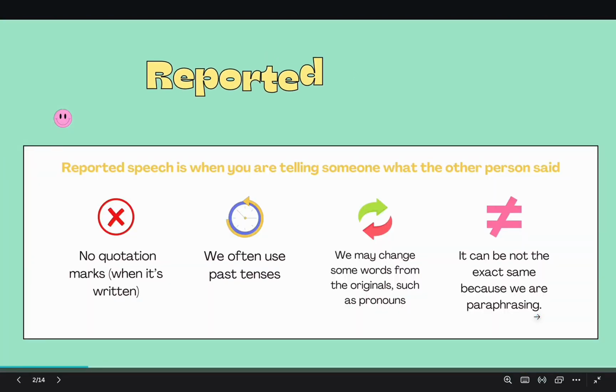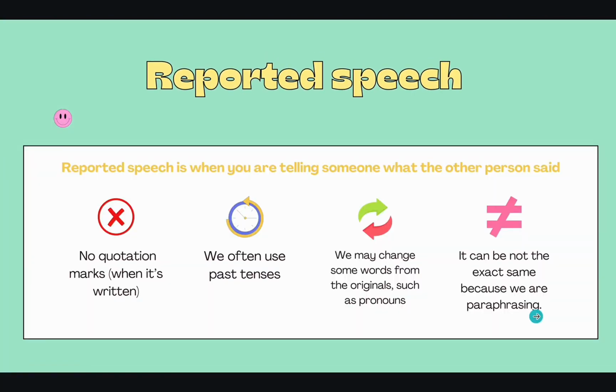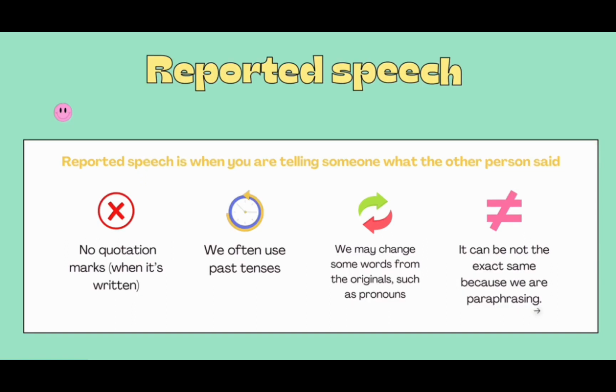Okay, I'm going to give you a brief summary of reported speech. Reported speech is when you are telling someone what the other person said. It is used to put the ideas of the other speaker without quotation marks when we are writing. In reported speech, we often use past tenses rather than the tense originally used, and sometimes we may change some words from the original, such as pronouns. Also, the words don't have to be exactly the same because we are paraphrasing what the speaker said.